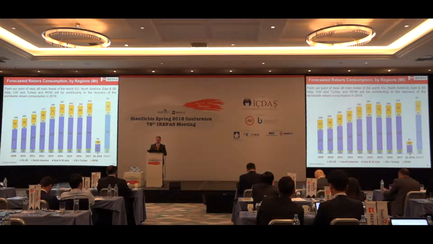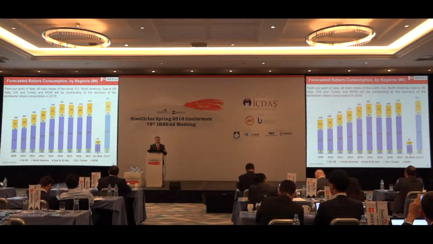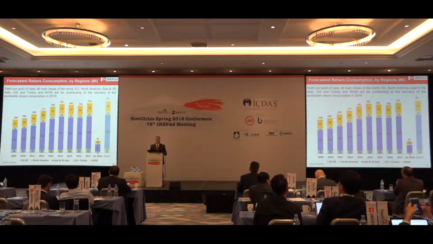Well, maybe this forecast is too optimistic because we consider only the increase in rebars consumption in the first quarter, but I am convinced that if we don't achieve 391 million tons this year, we will surpass in 2019 the figure of 400 million tons of rebars, taking into account the macroeconomic situation and the expected evolution in Chinese consumption. So, ladies and gentlemen, be ready to hear in the next IREPAS meeting that worldwide rebar consumption will surpass 400 million tons very soon.